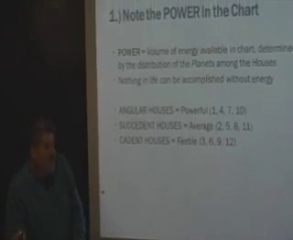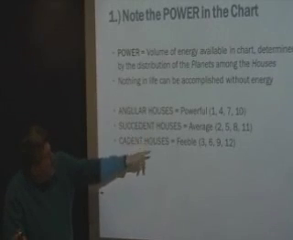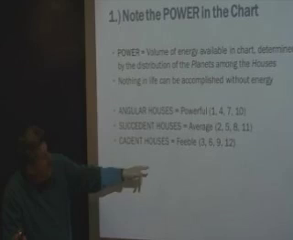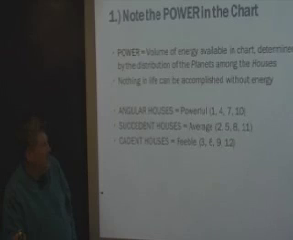Succedent means to succeed or to follow. So we can see 2 follows 1, 5 follows 4, 8 follows 7, 11 follows 10. And then cadent means to fall away. So the cadent houses are most feeble, and they come after the succedent.